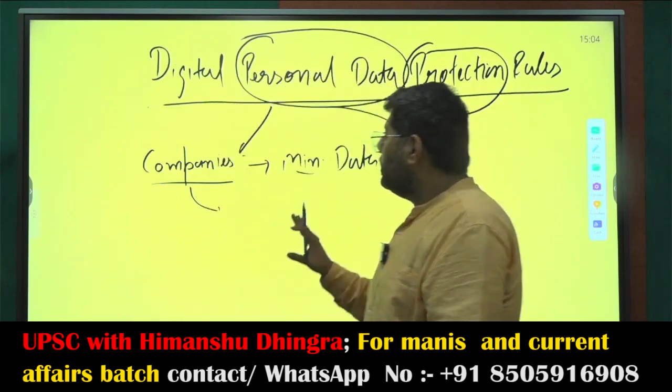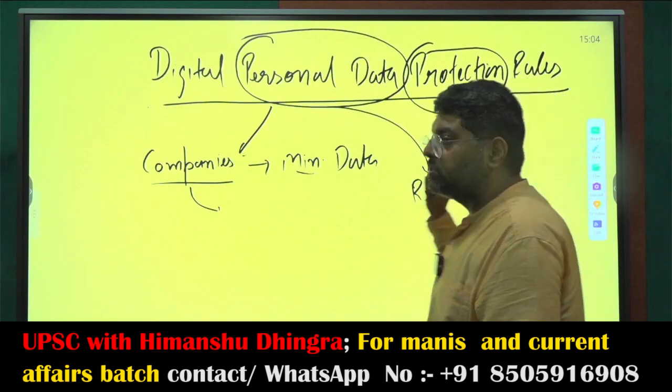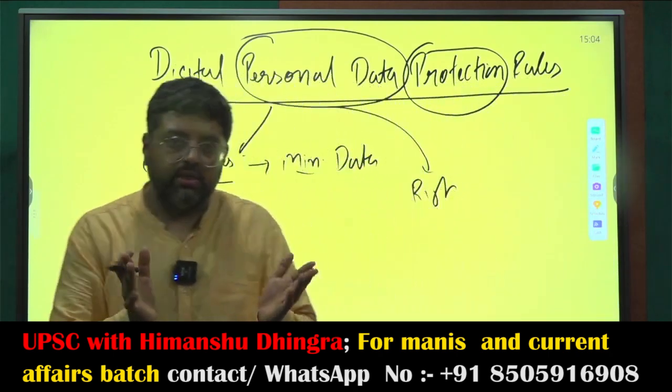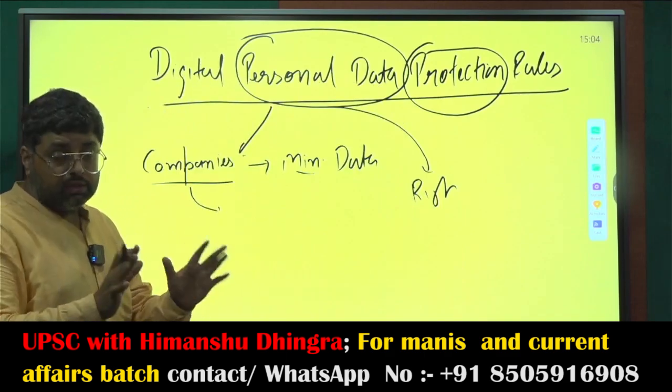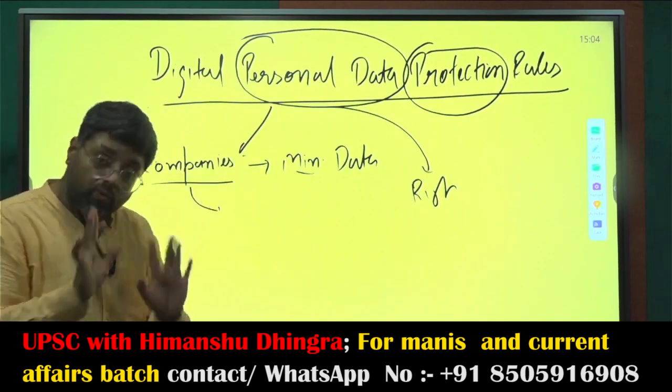So ultimately, these digital personal data protection rules are important for your exam. I have tried to explain what these rules talk about.